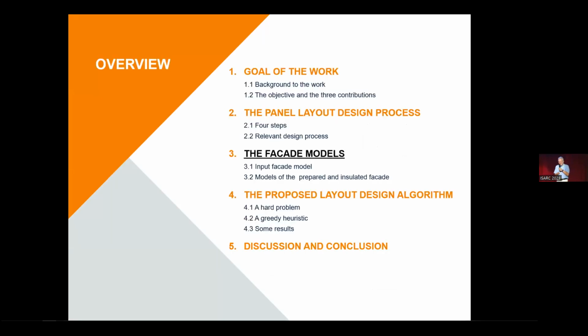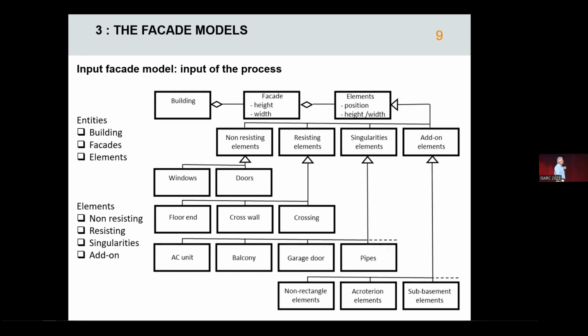So what about the facade models? This is what we call a UML class model, Unified Modeling Language, just to show you the entities. A building is a set of rectangular facades with elements, and elements are categorized into non-resisting elements, windows, doors, and resisting elements, floor end, cross wall, crossing of floor end and cross wall, and singularities. There are many singularities in buildings, for example air conditioning, balcony, garage door, pipes, lights, everywhere that you can see on the building.